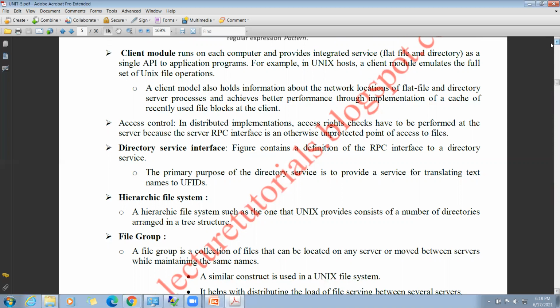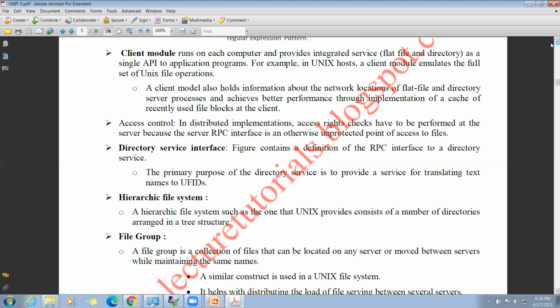Okay. Next one is access control. In distributed system implementation, the access right checks have to be performed at the server, because the server RPC interface is otherwise an unprotected point of access for accessing the files. Here, this access control is at the server side.